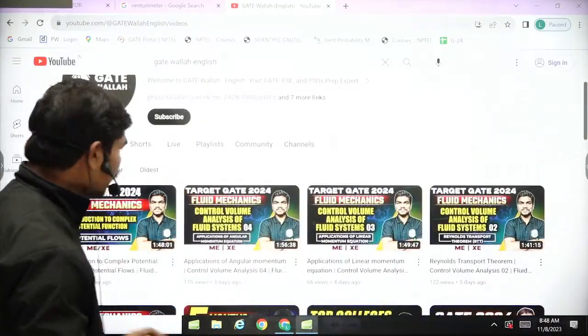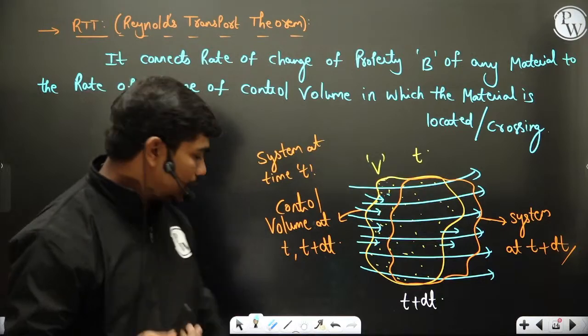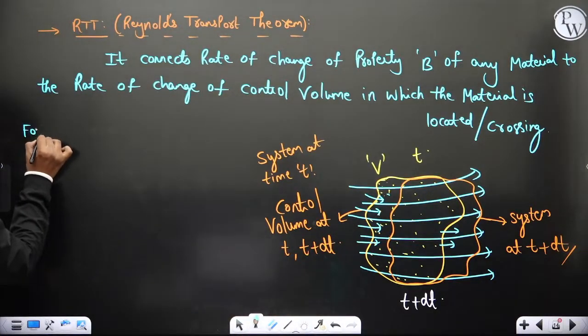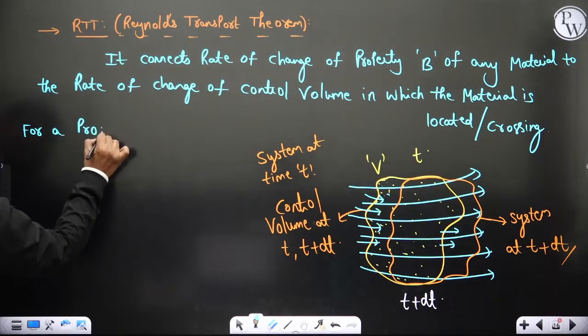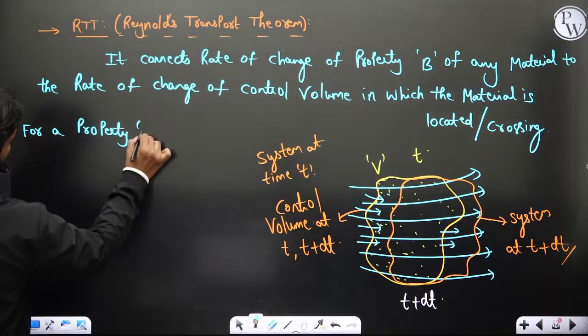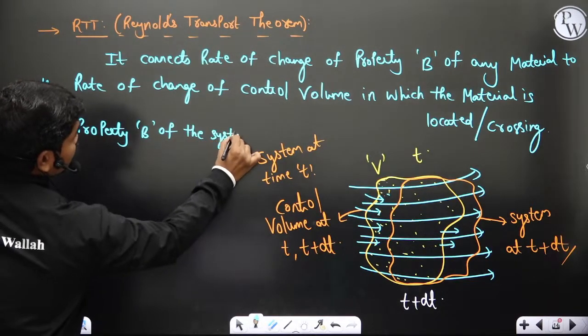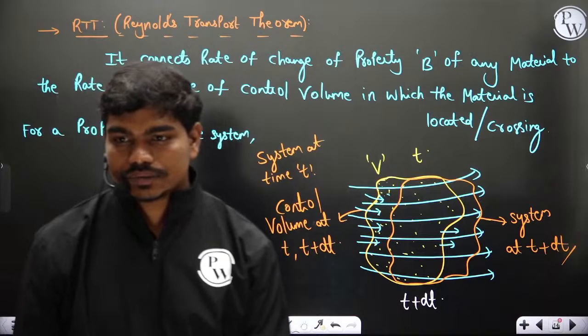If you go there, we define a property called B. For example, B is a property of the system. For a property B of the system, what is the time, by the way? We are teaching some nice concepts, but it's 8:45.